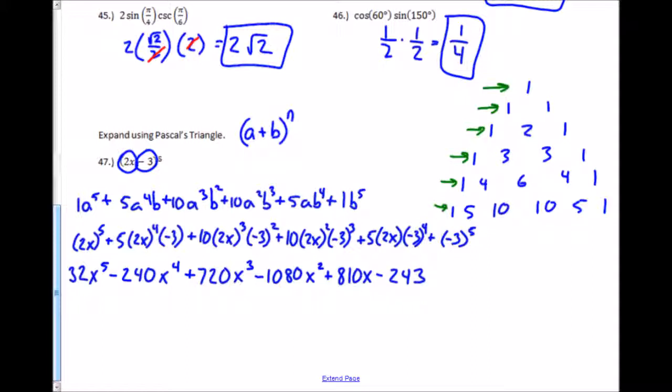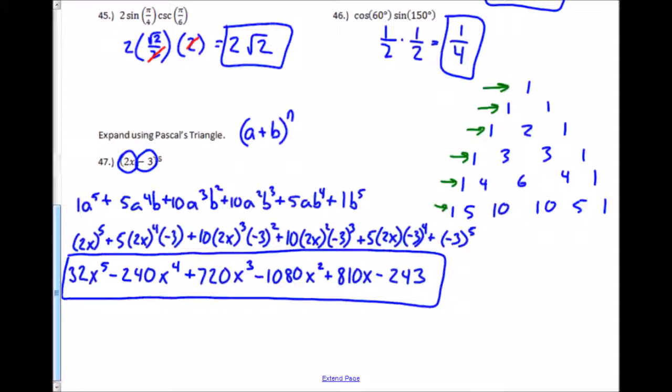And that's it. Everything's simplified. And this was much easier than writing out 2x minus 3 5 times and having to multiply it all out. So this is my expanded version using Pascal's triangle. Okay?